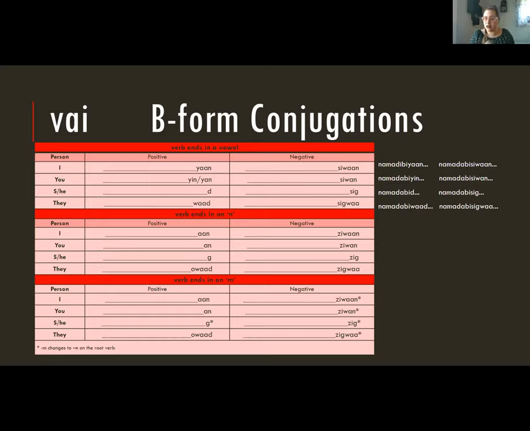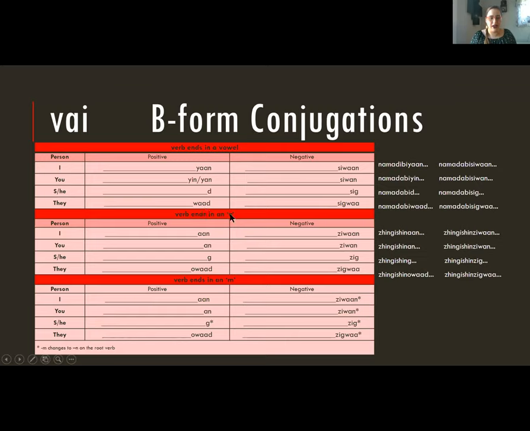Okay, so this is an abbreviated form, right? We only have the four people instead of the full seven because these are the four really common ones that you're going to see. If you want to see all of them, again, I would encourage you to visit Valentine's Grammar, which we linked last time.